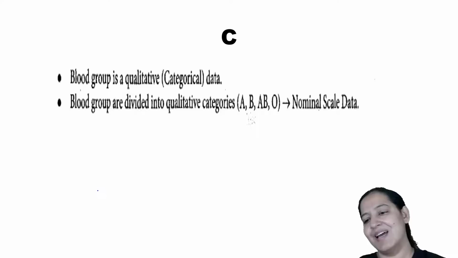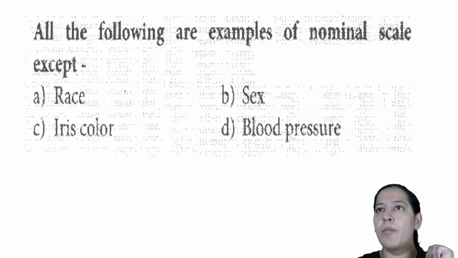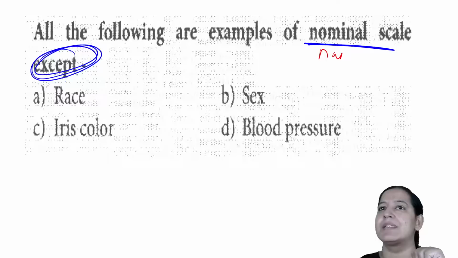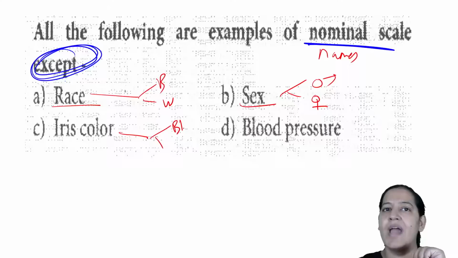This is the next question in front of you. All of the following are examples of nominal scale except. The question contains except, so don't miss it, please. Nominal means names. So which of the following does not have names? We have race, blacks and whites. Sex, males and females. Iris color, blue iris, black iris and brown iris.